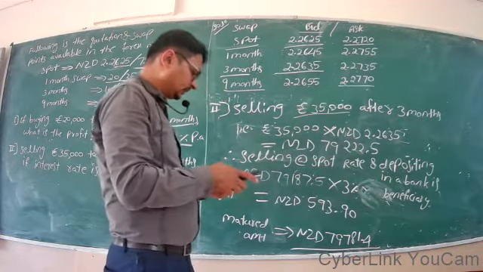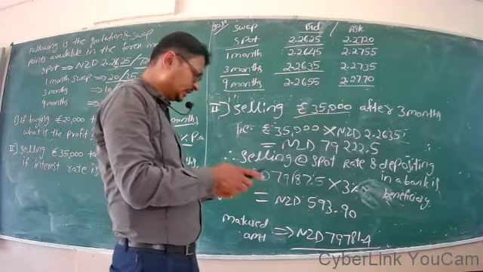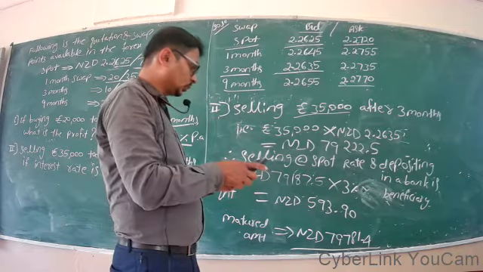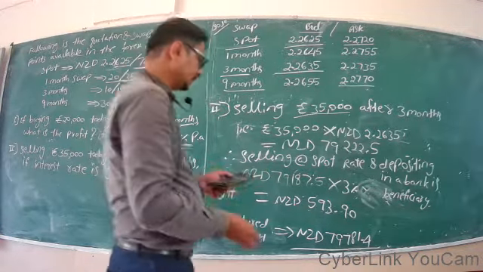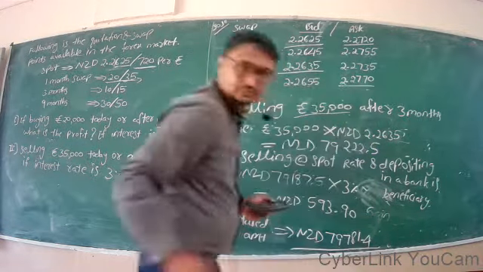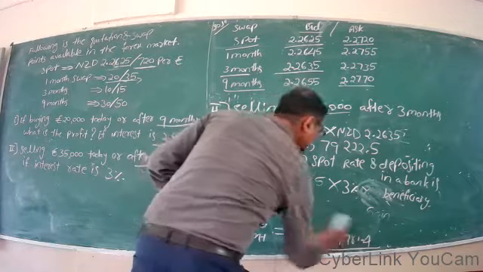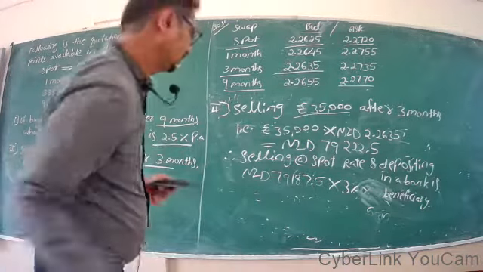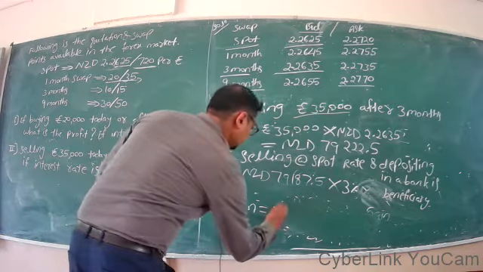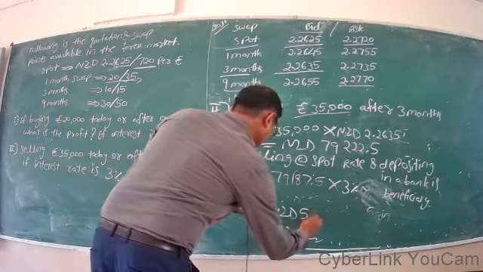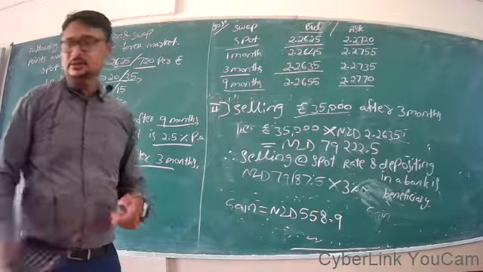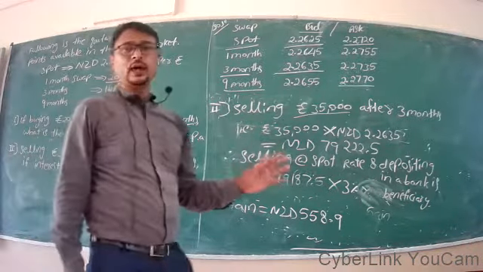The gain we have earned here is 79,781.4 minus 79,222.5. So the gain is New Zealand dollar 558.9, right? So in simple way, you have two options.